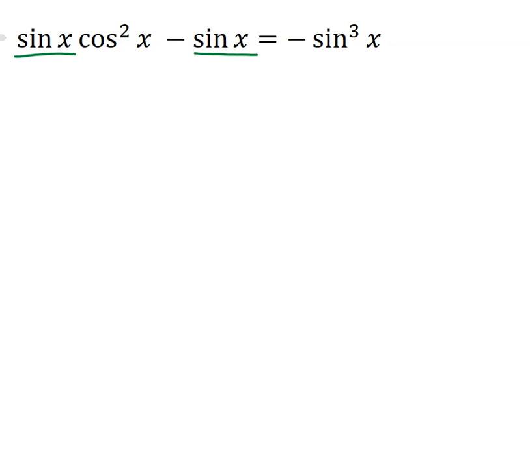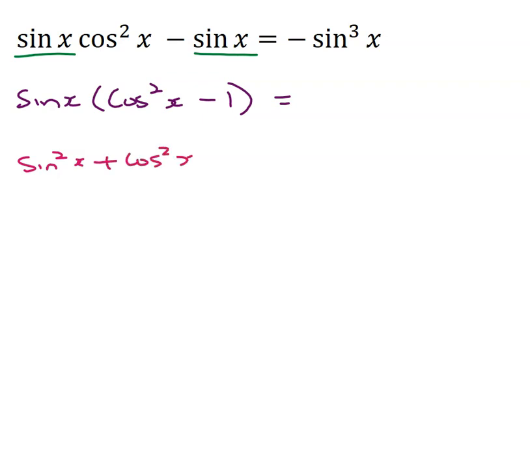So what I'm going to now do is factor out sine x from this expression, and I have sine x multiplied, and then you open up your parentheses, so it's going to be cosine squared x minus 1. If I see cosine squared x and 1, what I'm going to really focus on is the equation sine squared x plus cosine squared x equal to 1.